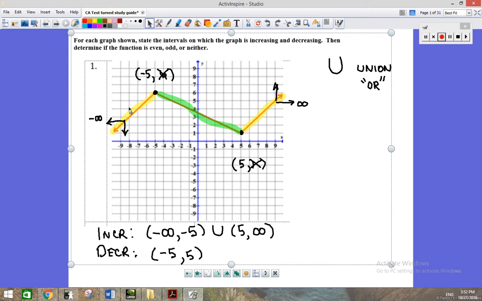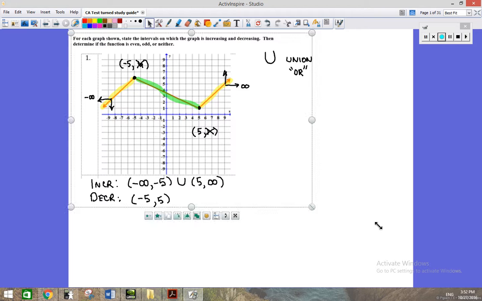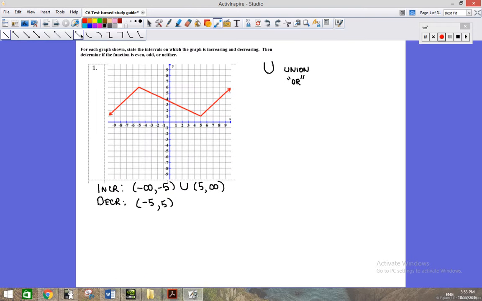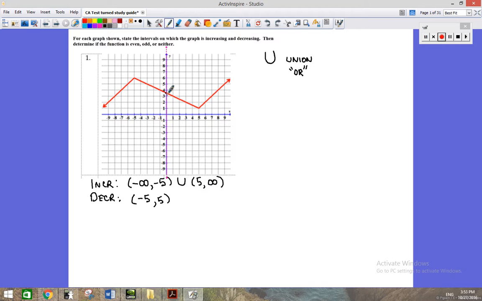So now I need to identify if there's any symmetry in the graph and identify this as an even, odd, or neither function. So I'm going to erase this so I can see the graph a little bit better. All right. Well, I can immediately see that it's not an even function, because if it were an even function, then the left-hand side and right-hand side would be a mirror image of each other. So this part on the left here, we would have to see it come over and be a mirror image.